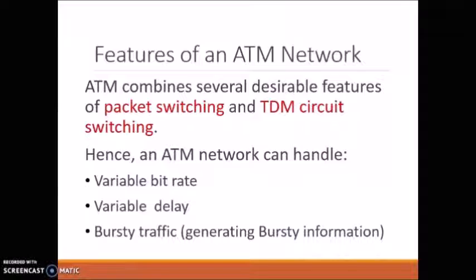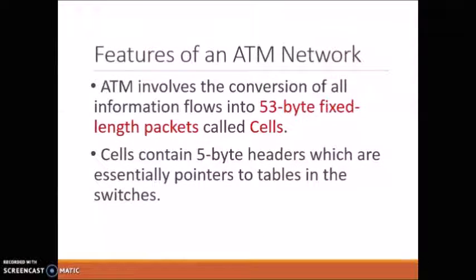ATM combines several desirable features of packet switching and time division multiplexing circuit switching. Hence, an ATM network can handle variable bit rates, variable delay, and bursty traffic. ATM involves a conversion of all information flows into 53-byte fixed length packets called cells. Cells contain 5-byte headers, which are essentially pointers to the tables in the switches.